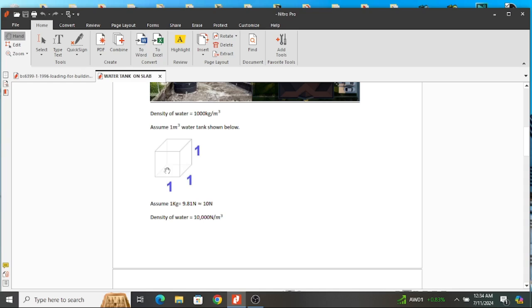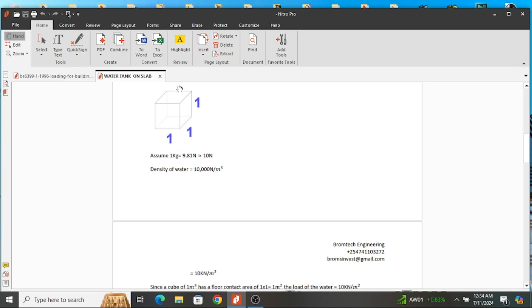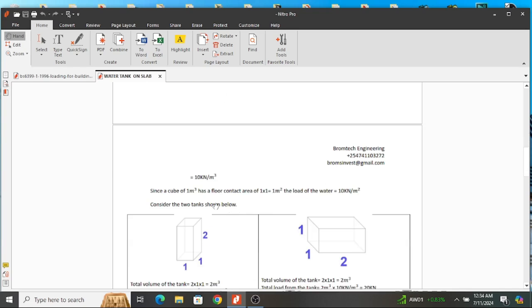This one. Remember, the water tank was 1 cubic meter. Therefore, because 1 cubic meter gives you 10 kilonewtons, we have 10 kilonewtons acting on an area of 1 square meter. That is what we are saying here.